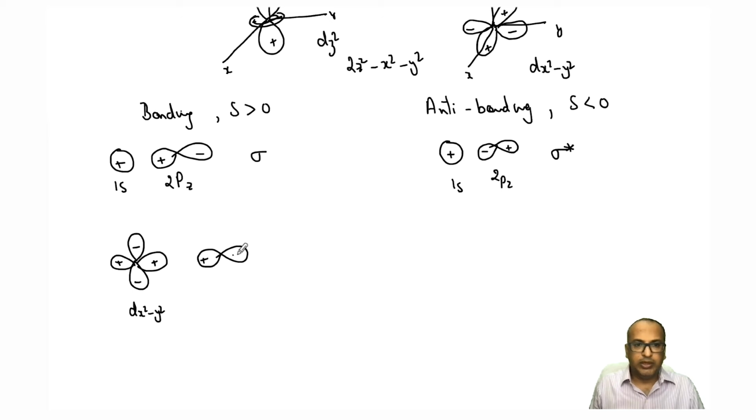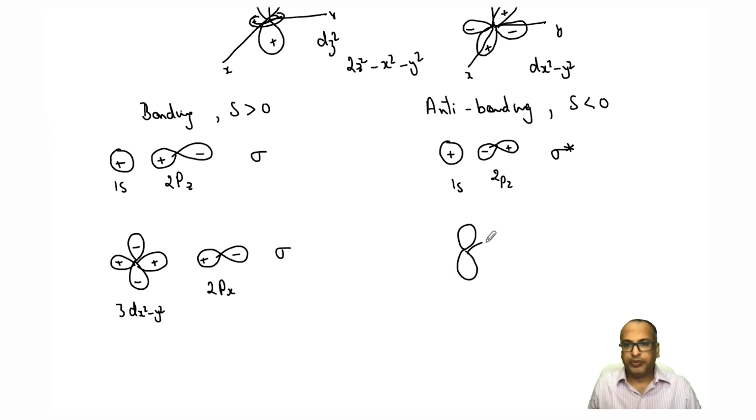So this will be sigma, because now there is a buildup of electron density over here when you combine these two orbitals, these two lobes over here. Whereas if you do it the other way around, this will be anti-bonding, right? Plus, plus, minus, minus, and you have negative, positive. So this will be sigma star.